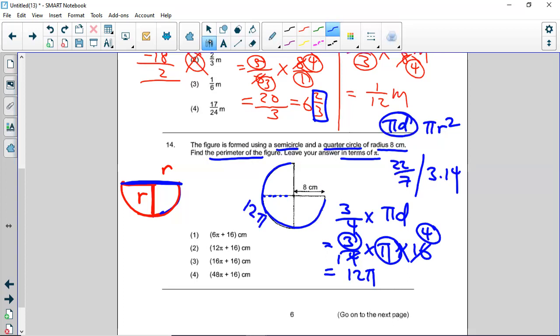But what is perimeter? You need to add the straight lines. So 12 pi plus 8 plus 8, which is 16. So what's the perimeter of this figure? 12 pi plus 16 centimeter. Okay, understand? Okay, all right, copy down.